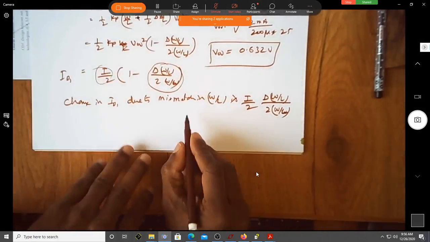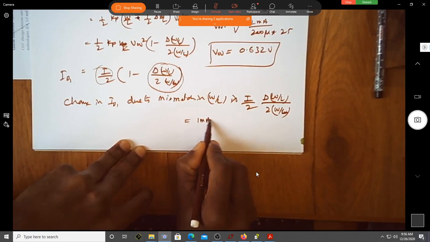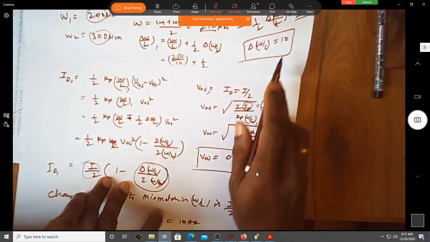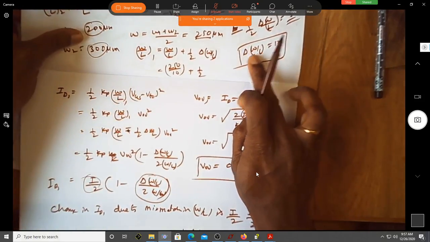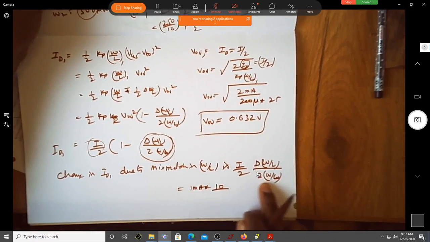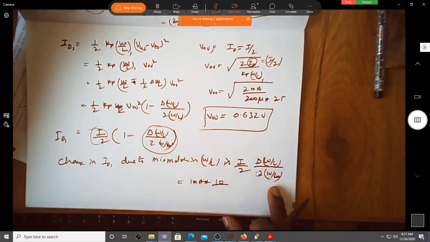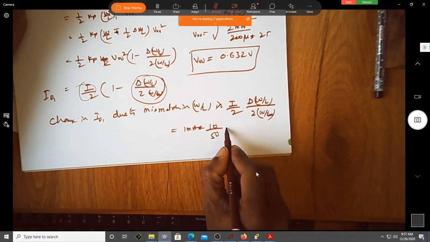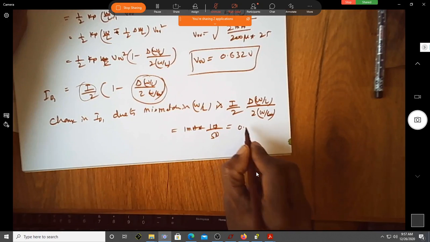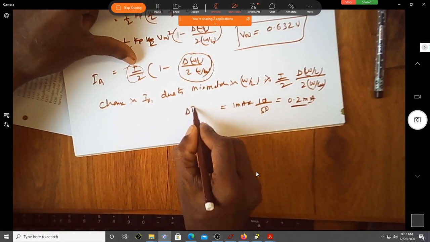Then how much is this quantity now? It is 1 milliampere multiplied by delta W by L. Can you see here? Delta W by L is 10. So it is 10 by 2 into W by L. So how much is 2 into W by L? Actually W by L is 25, so it is 50. Done. How much is 5 by 50? 0.2 milliampere. Correct. This is the change in ID1, the change in ID.